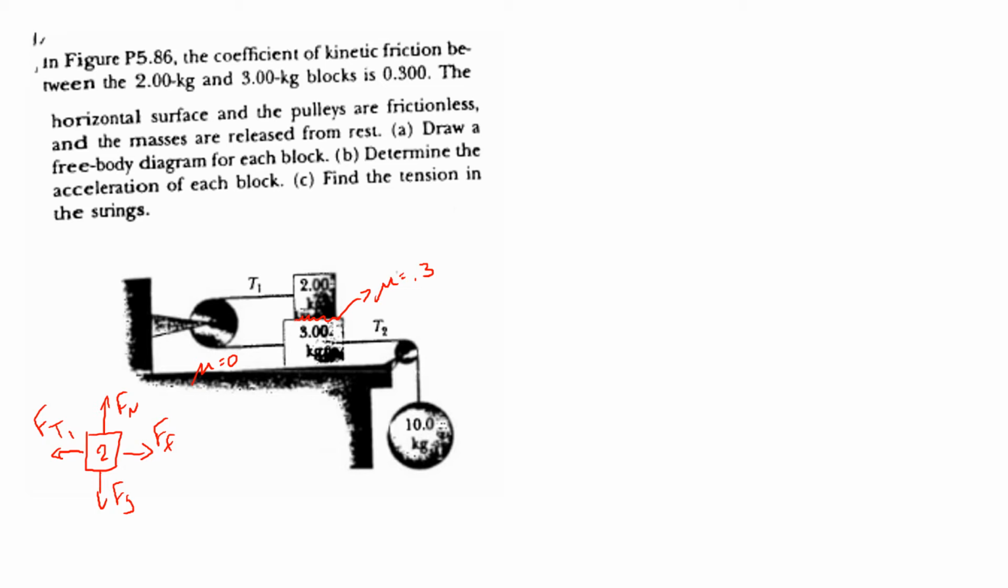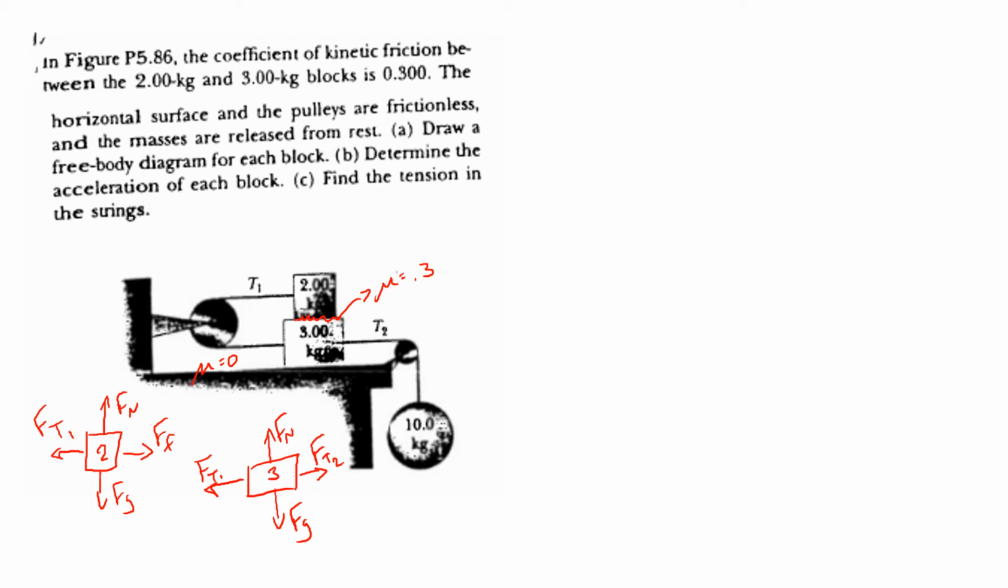Alright, let's do the 3. Do you think you got it? You can pause the video to try it. Alrighty, so this guy right here is going to be FT2. This guy right here is going to be FT1, because each tension is pulling it left or right. This guy right here is going to be FG. And this guy right here is going to be F normal.